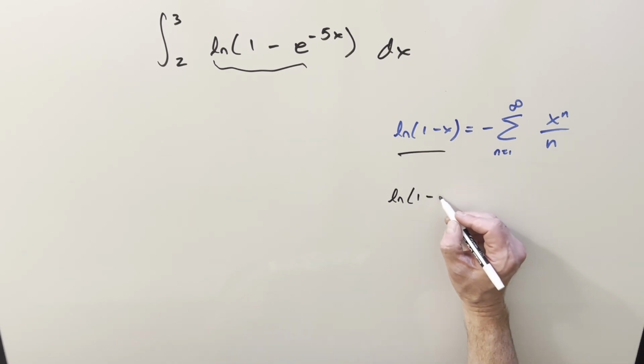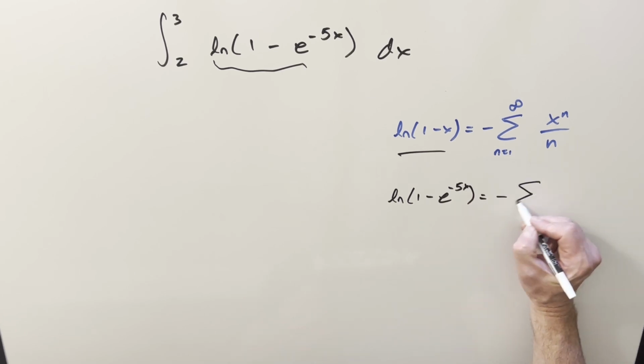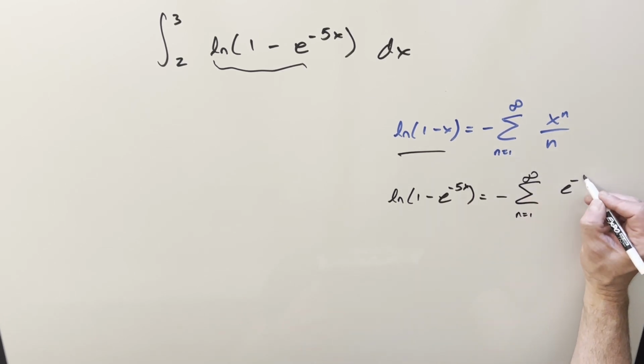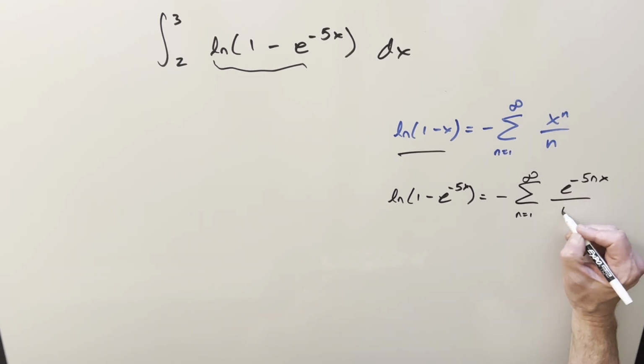So if I have natural log of 1 minus e to the minus 5x here, this is going to be the same sum from n equals 1 to infinity of e to the minus 5, distributed in the n power, we'll have this as e to the minus 5nx over n.